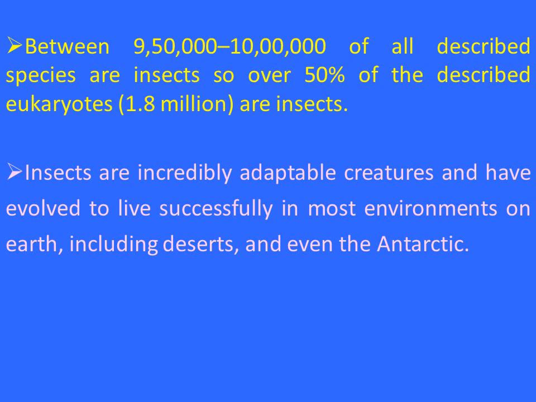Insects are incredibly adaptable creatures and have evolved to live successfully in most environments on Earth, including deserts and even the Antarctic. And that is why they have flourished so beautifully on this globe. And if the number is so high, definitely they have a significant role to play in the ecosystem.